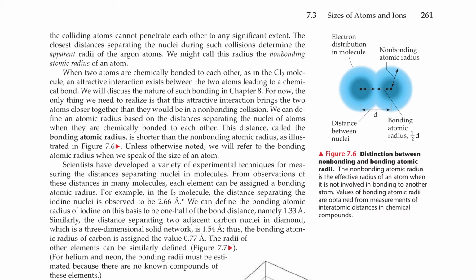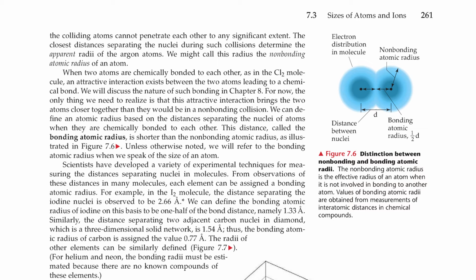When two atoms are chemically bound to each other, as in the chlorine molecule, an attractive interaction exists between the two atoms, leading to a chemical bond. We'll discuss the nature of such bonding in Chapter 8. For now, the only thing we need to realize is that this attractive interaction brings the two atoms closer together than they would be in a non-bonding collision. We can define the atomic radius based on the distances separating the nuclei of atoms when they are chemically bound to each other. This distance, called the bonding atomic radius, is shorter than the non-bonding atomic radius, as illustrated in Figure 7.6. Unless otherwise noted, we'll refer to the bonding atomic radius when we speak of the size of the atom.